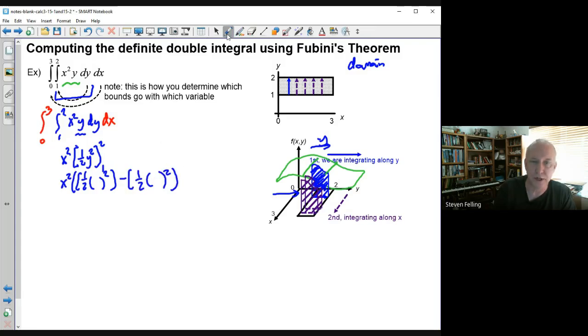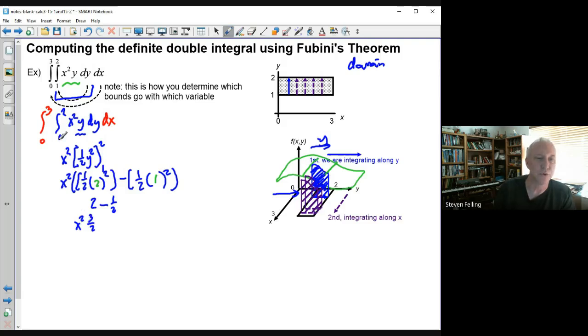Where I plug in 2 in the left version and 1 in the other version, right? So the n goes here, and the start number goes here. So what does that evaluate to? That's 2 squared, which is 4, divided by 2 is 2, minus 1 squared, which is 1/2. So 2 minus 1/2 would be 3/2, right? So I've got x squared, that's considered a constant right now, times 3/2.